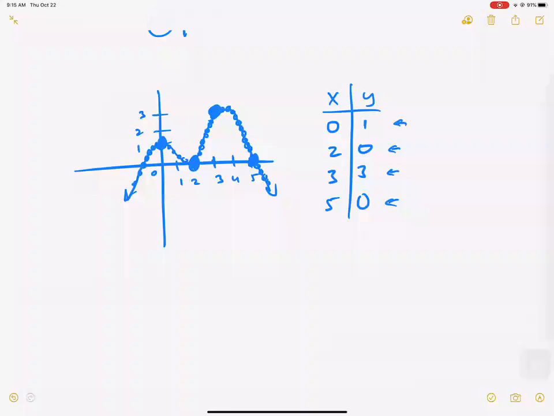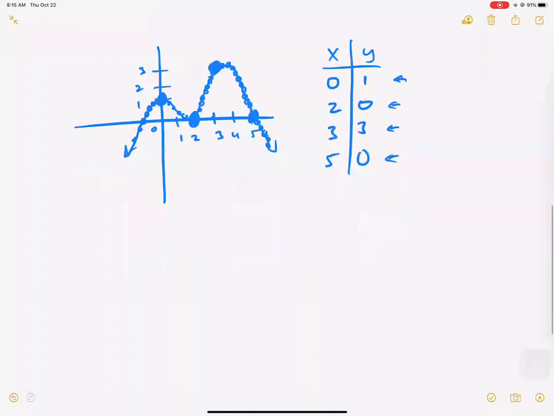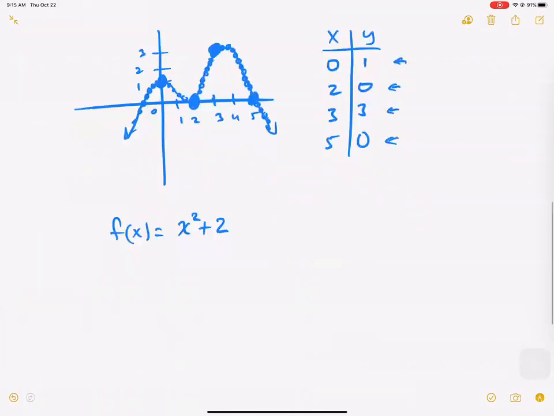Okay? So they're not very hard. Today's work is really based on this. Now, let's go ahead and make this a little more useful to us. Now, if I give you guys the graph f of x is equal to x squared plus 2, okay?